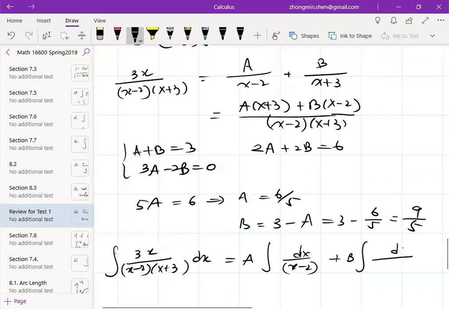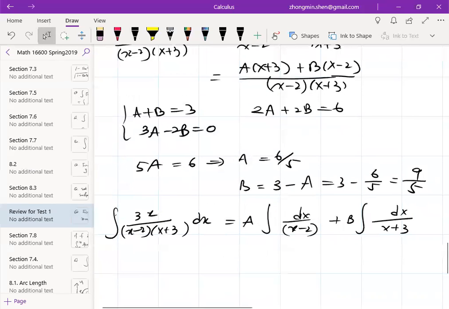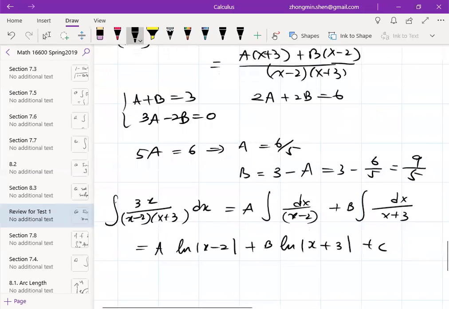Why do I do that? Because it takes more time to determine the values a and b. So it's better to evaluate the integral first before you even find a and b. You know the function can be decomposed to the sum of those 2 functions, and then you just evaluate the integral. You can determine the coefficients later. So it's a natural log of absolute value of x minus 2 plus b natural log of absolute value of x plus 3. Then you try to find a and b. If you don't have time, just leave it like that.